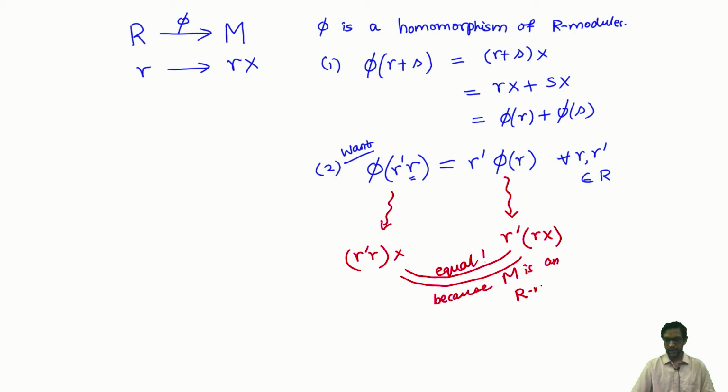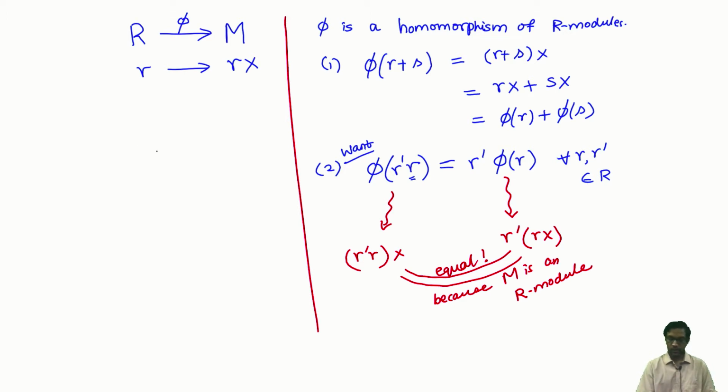So the R module axiom says when I have a product of two scalars r prime and r, when that acts on an element of the module, I can think of it as two repeated actions. Right? First apply the first scalar, then apply the second scalar. Okay, so what we actually have is that this map phi that we have defined is a homomorphism.